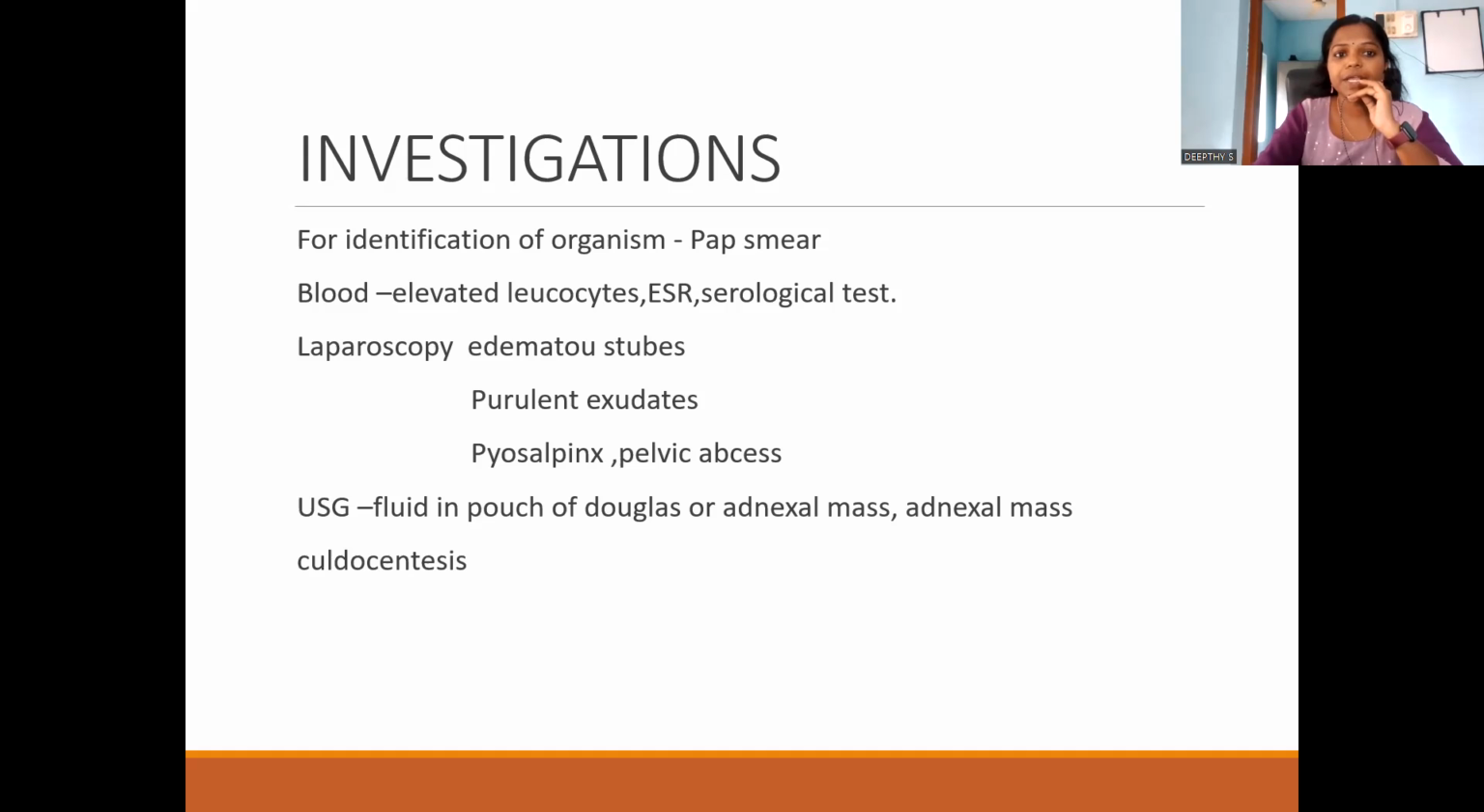As it is an inflammatory condition, the blood investigation should be done. And for identification of organism, we can use pap smear. Culdocentesis means the fluid from the cul-de-sac, that is the pouch of Douglas, is aspirated for examination. Pouch of Douglas is a pouch seen on the posterior of the uterus.